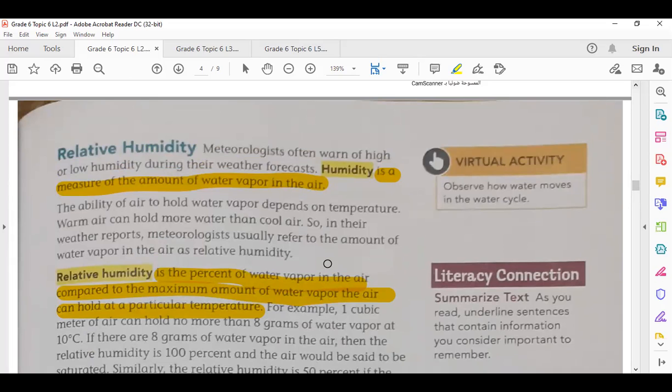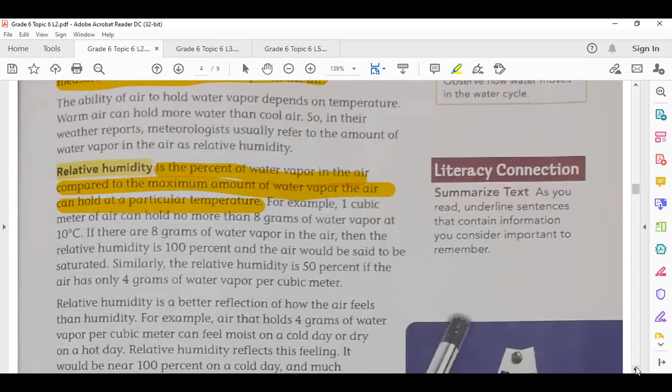Scientists use a concept called relative humidity. Relative humidity is the amount, or the percent, of water vapor in the air compared to the maximum amount of water vapor that the air can hold at a specific temperature. Relative humidity is always written as a percentage. For example, if you read the weather forecast, you can see the relative humidity written as a percentage: 50%, 20%.